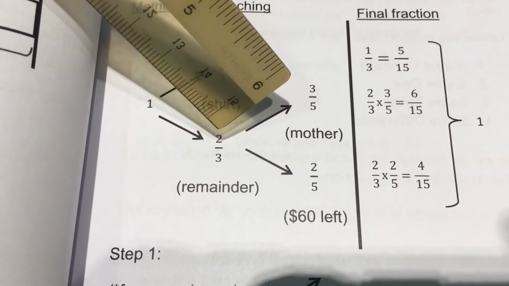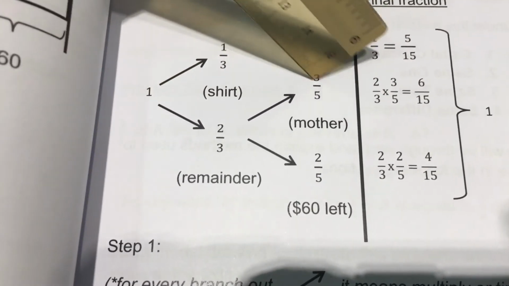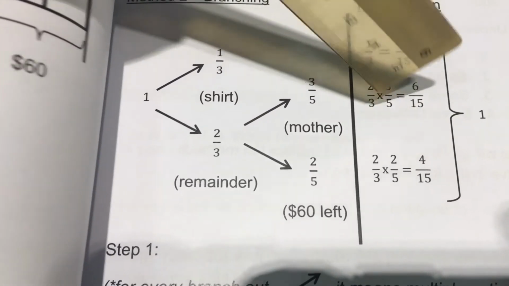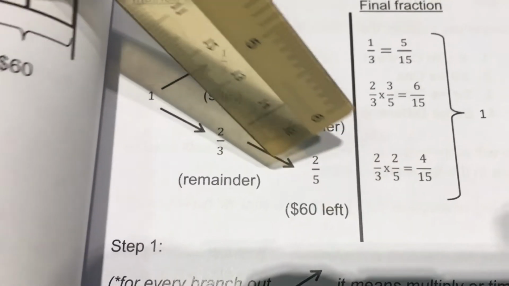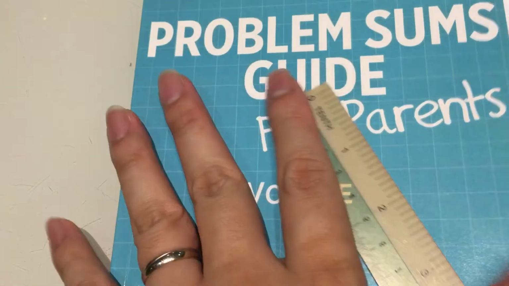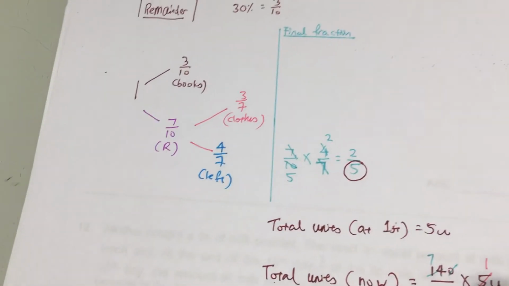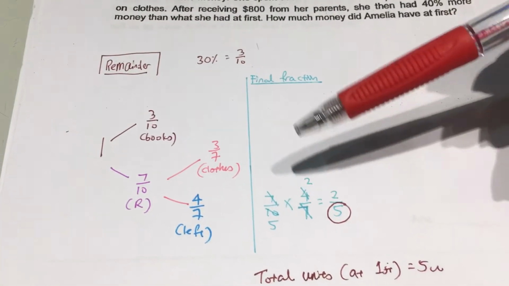So the final fraction for mother will be 2/3 times 3/5 as shown here, and then the final fraction for left will be 2/3 times 2/5, which is here. Okay, so using what we have learned, we will use it to find the final fraction of what's left.